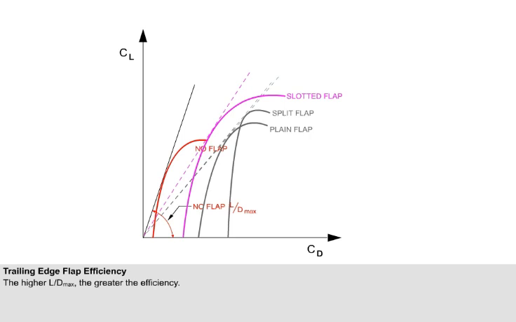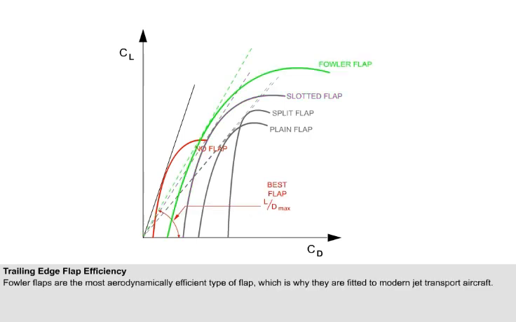Now you can see the slotted flap polar. Less drag is generated, and it is more aerodynamically efficient than either the plain or the split flap. But again, L/D max is less than with no flap. Here, we see the most aerodynamically efficient type of trailing edge flap, the Fowler flap. But once again, it has a lower L/D max than no flap.